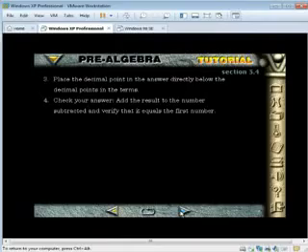3. Place the decimal point in the answer directly below the decimal points in the terms. 4. Check your answer. Add the result to the number subtracted and verify that it equals the first number.